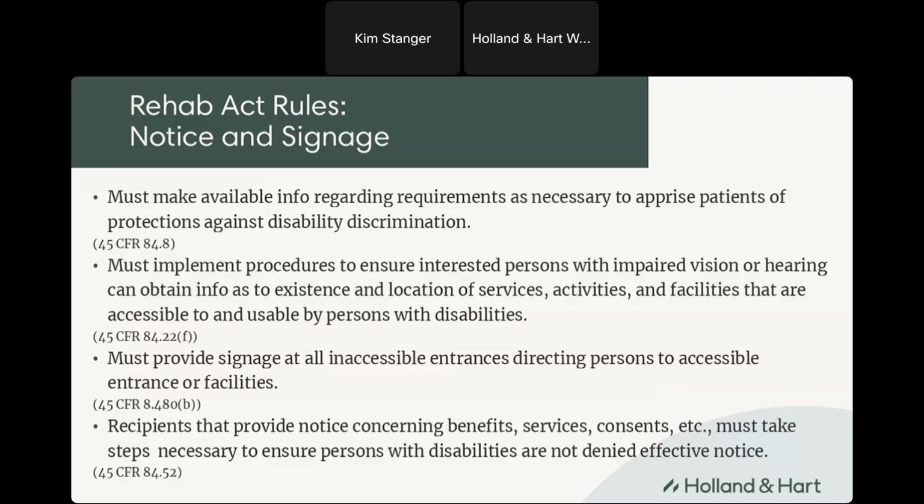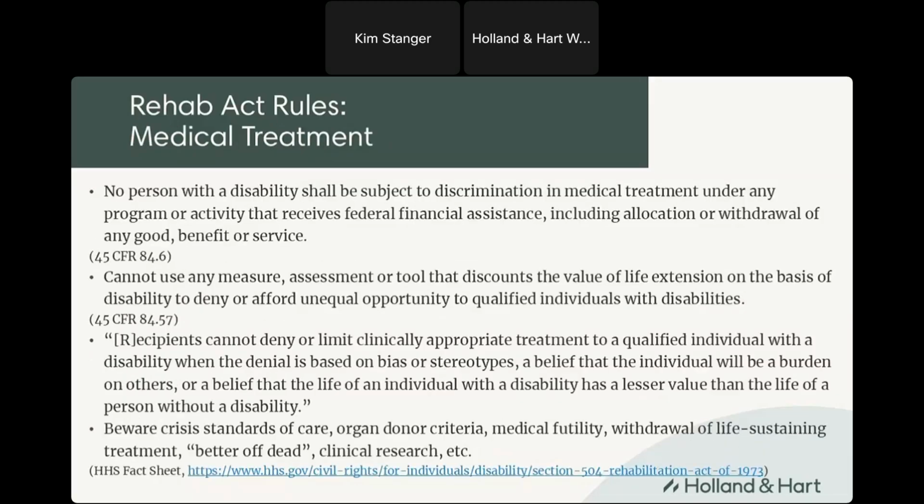You've got to implement procedures to ensure interested persons with impaired vision or hearing can obtain information as to the existence and location of the services, activities, and facilities that are accessible to and usable by persons with disabilities. You've got to provide signage at all inaccessible entrances, directing persons to the accessible entrance or facilities. That's the wheelchair signs and those types of things. Recipients, which are you, that provide notice concerning benefits, services, consents, and so on must take steps necessary to ensure persons with disabilities are not denied effective notice. That could mean making sure there are ways for them to get the key documents they need in order to take advantage of the services, so that not only do they receive them, but they can read them and understand them.